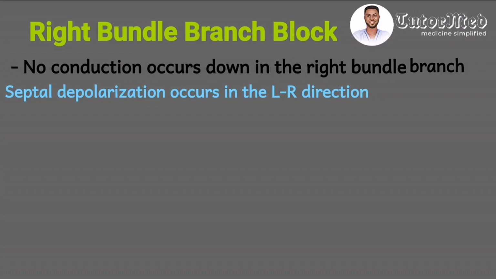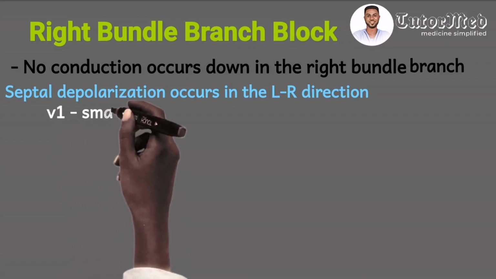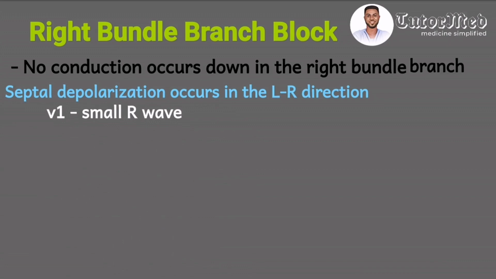Good. And so because we are focusing on V1, which is a right-sided lead, the septal depolarization will be recorded as a small positive R wave because the impulse will come towards V1. Why? Because the depolarization moves from left to right. Very good. Now, usually the right ventricle and the left ventricle depolarize simultaneously for an intact bundle branch system, a system which has no block in it.